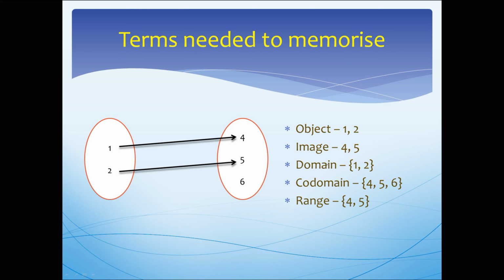The range is exactly the same as image, but the special thing is they have these special brackets. That's all. So you can take a screenshot or you can share this video, write this down somewhere. Objects, everything that's connected here. Image, everything that's connected here. Domain, everything, whether connected or not, here. Codomain, everything, whether connected or not, here. And then range, only the ones that are connected, but with special brackets.